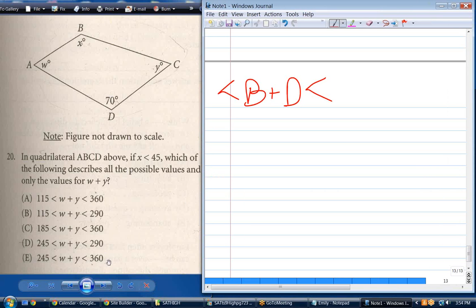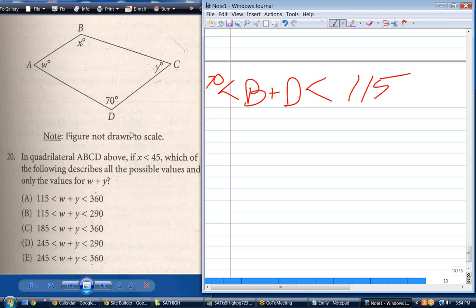Okay, I don't think E is right either. But why? B plus D has to be greater than 70, right? Because B could theoretically be 0. It just says that angle has to be less than 45. So B plus D has to be less than 115, 45 plus 70. It has to be greater than 70 because we have a 70-degree angle there. So even if x was 0, B plus D would have to be greater than 70.